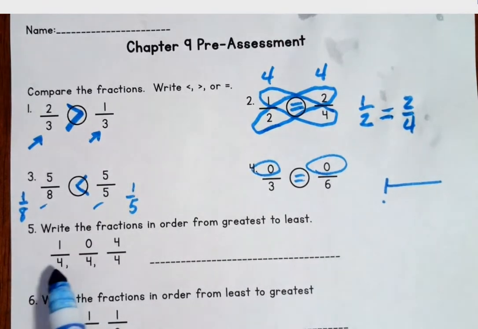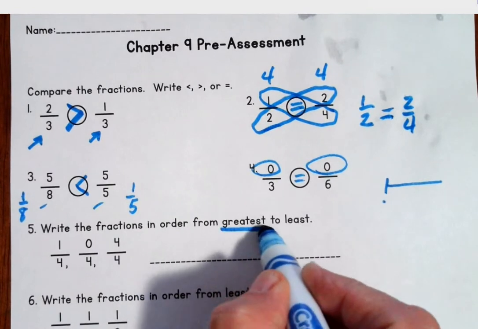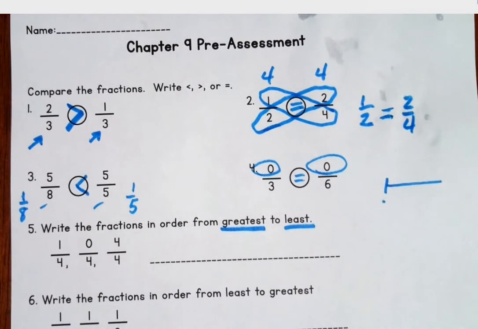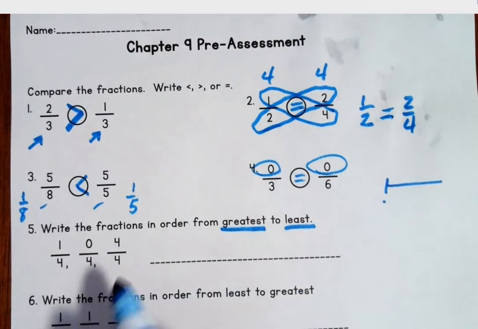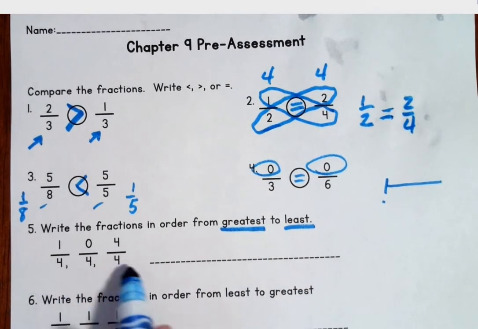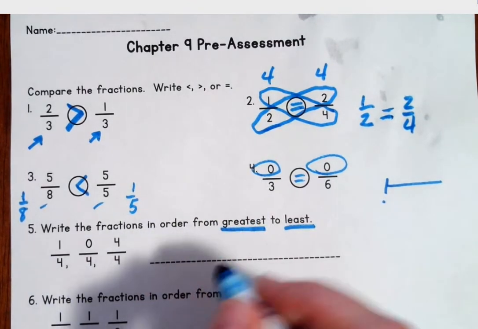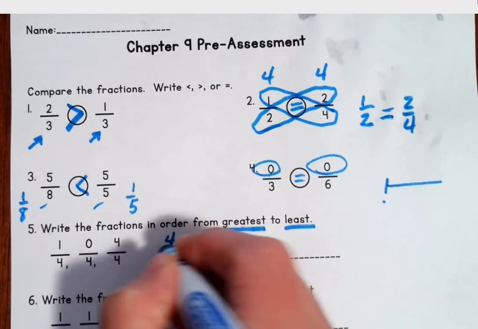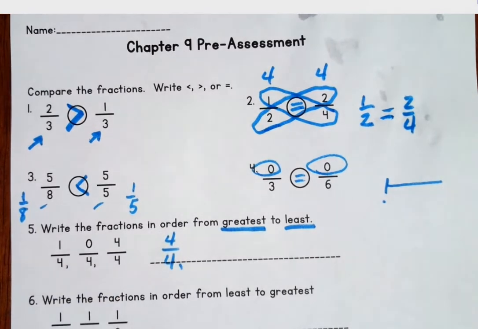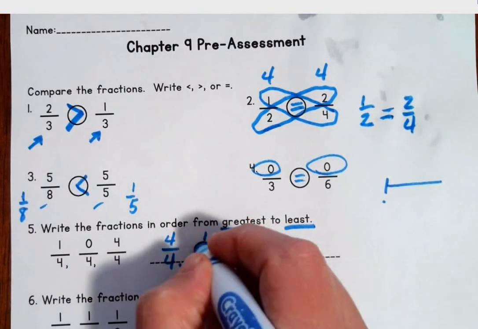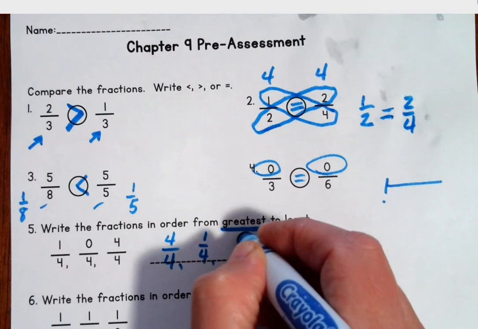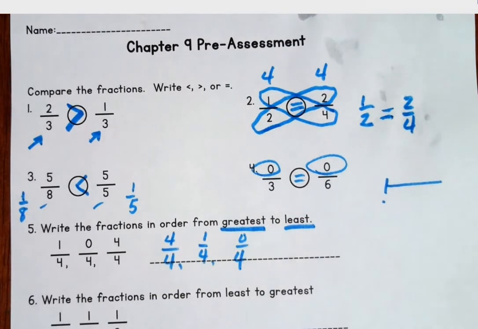All right. So we have 1/4, 0/4, and 4/4. We're going to do it from greatest to least. Don't forget to look at the instructions because they'll switch it up on you. So the biggest one, I know, they all have the same denominator. So I know that 4/4 is larger. Then it's 1/4. Then it's 0/4. Okay, we went from the largest one to the smallest one because that's what it asked.